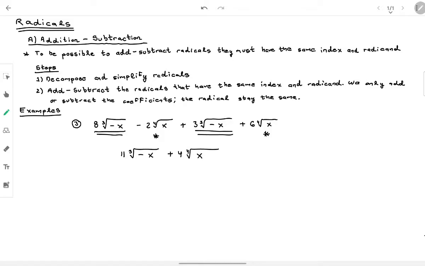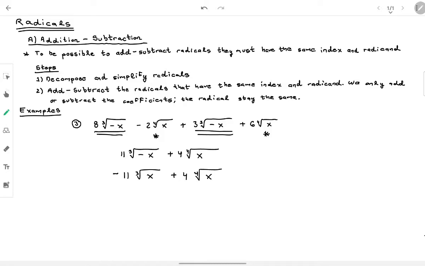Let's see here, because we can do an extra step. Remember, when we have an odd index of a negative, it's going to be always a negative answer, because the only possibility is minus multiplied by minus multiplied by minus. So in this case, on this one, we can take out the minus sign and we can put it like minus 11 the cubic root of x plus 4 the fourth root of x.